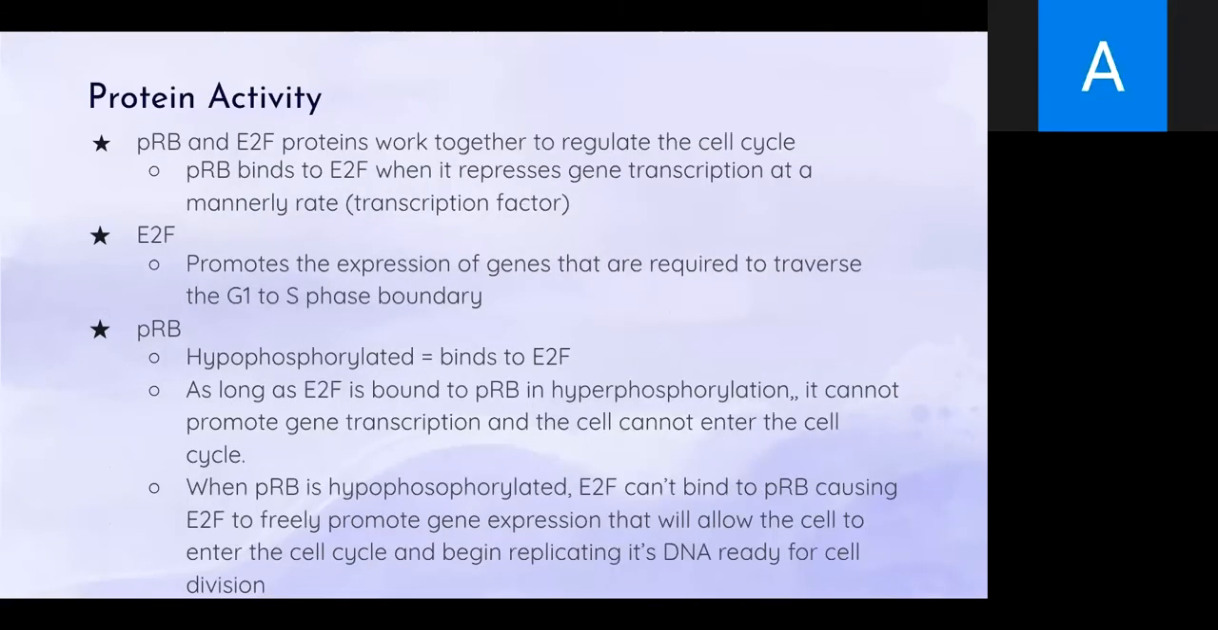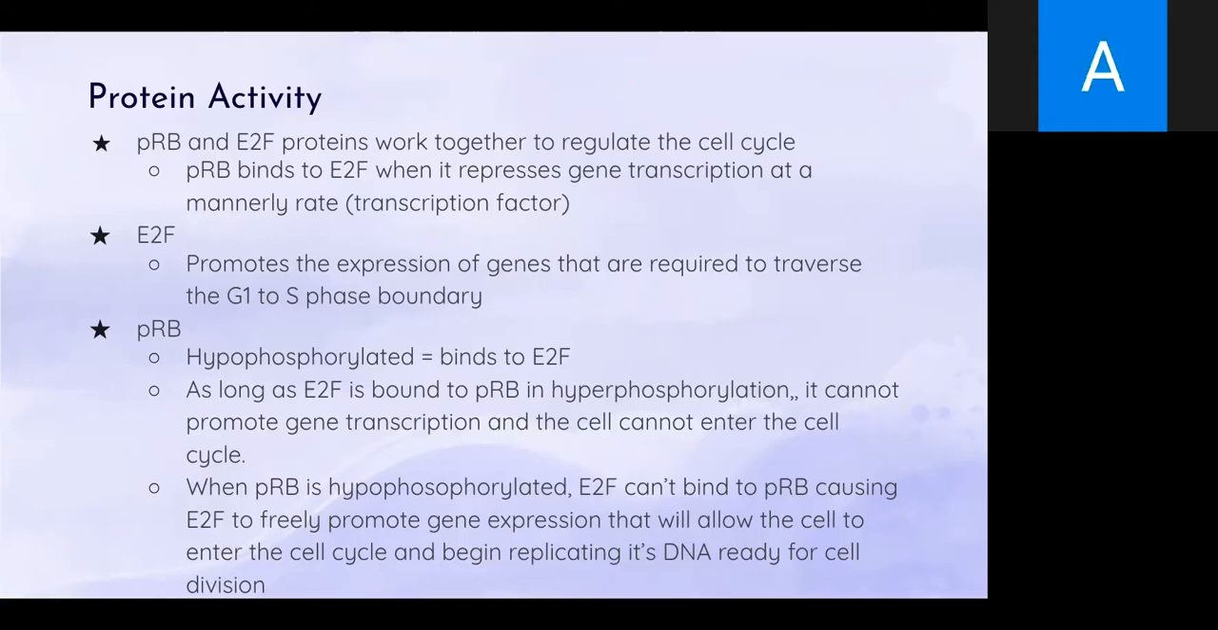So for protein activity, like I mentioned, I would mention the further proteins that pRB binds with, and that is E2F. So pRB and E2F proteins work together to regulate the cell cycle. pRB binds to E2F and it represses gene transcription. This goes in increments, at a measured rate. And again, this is the transcription factor, which is important for DNA replication and cell division.